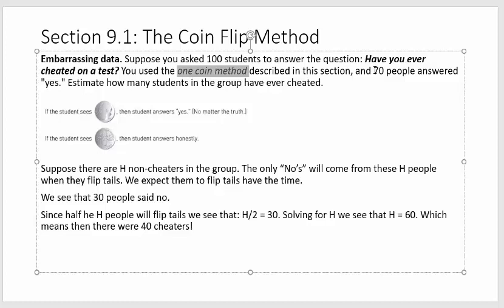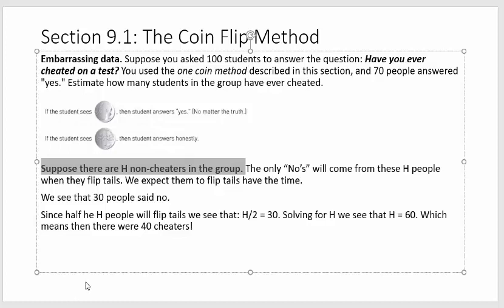Okay. So now what you have to do is, out of the 100 students, you have to estimate how many students in the group have ever cheated. Okay, so you don't know how many students have ever cheated. Well, there's two ways you can approach this, and I'll show you. One way is to say there are H non-cheaters in the group. Okay, so there are H people who have never been a cheater. All right. So the only no's that you will see, the only people who answer no, I have never been a cheater, will come from these H people when they flip tails.